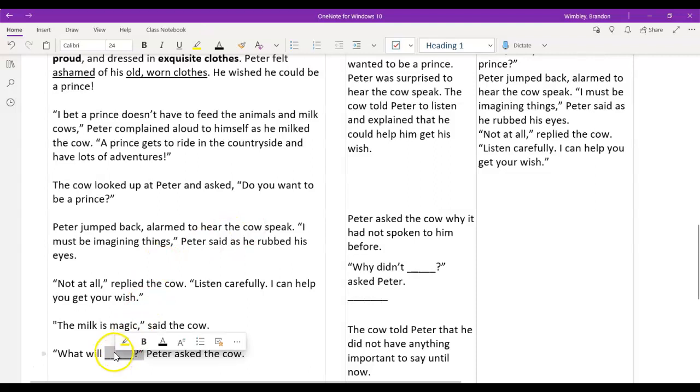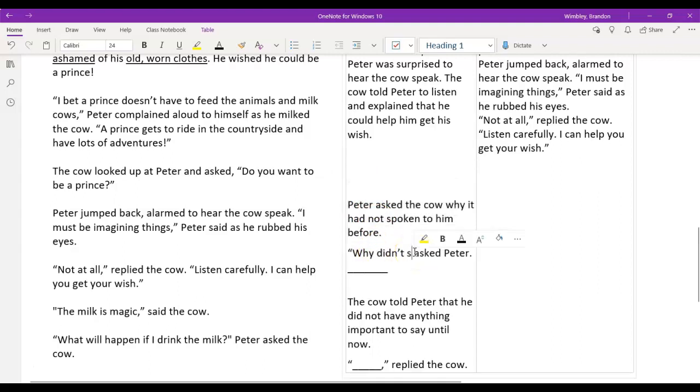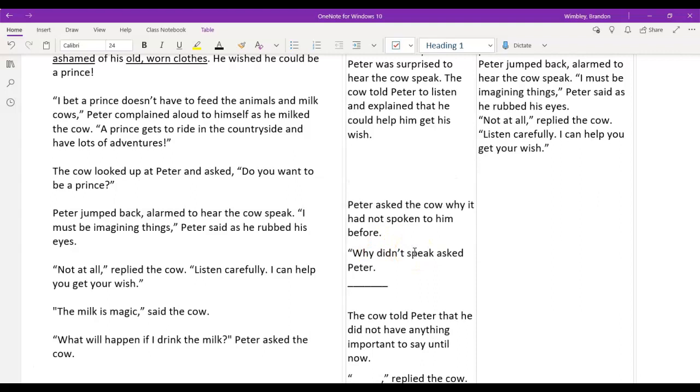Oh, and I forgot to fill this in. What will happen if I drink the milk? So which one do you like better for these? Well, I kind of think I like this part of why didn't you speak before? So I could put that in my question as well, in my dialogue.